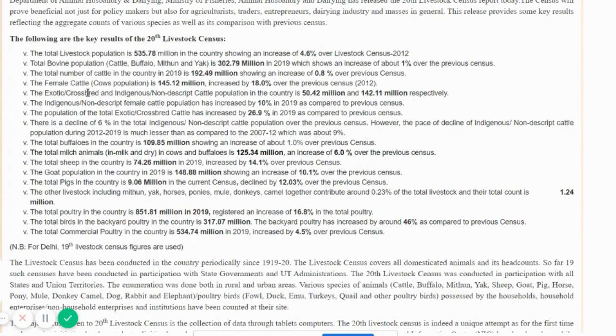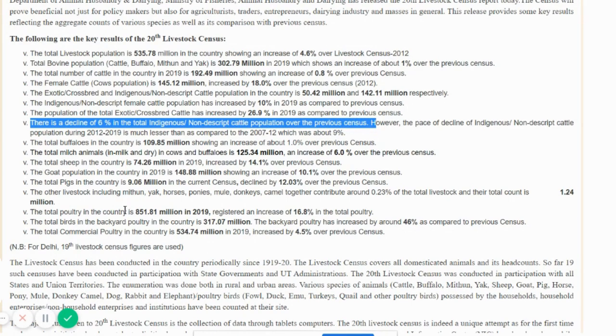The decline is... just wait a minute, I'll see here. Can you see here, there is a decline of 6% in the total indigenous or non-descript cattle. Since we are importing so many exotic species, the total indigenous species has gone for a toss. That is a decline of about 6%. So these are the two striking features that you should remember.